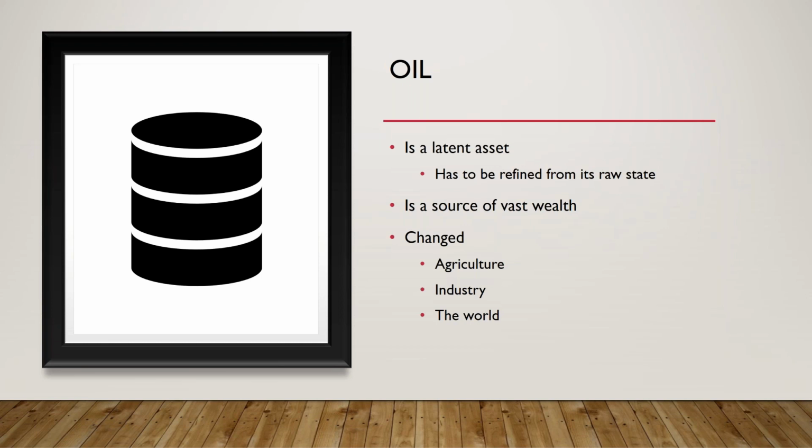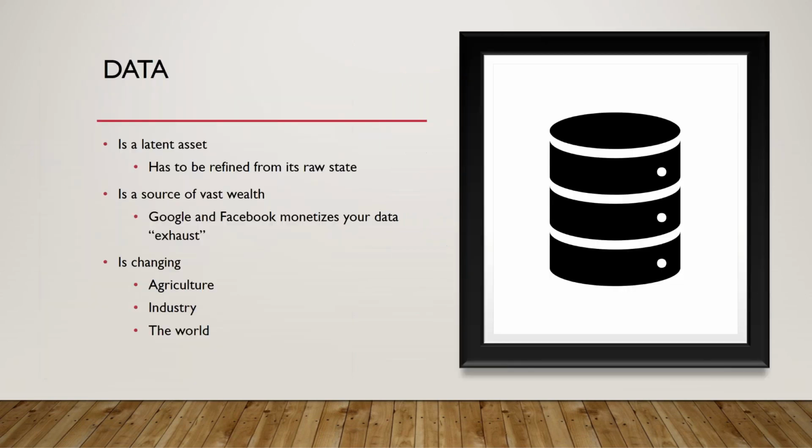In other words, just because oil is discovered, say, under your house, doesn't mean it necessarily has any intrinsic value. It has to be refined from its raw state. As we see, oil is a vast source of wealth for nations and corporations and individuals. Its widespread availability and production changed our agriculture, it changed industry, it changed the world. So what does that mean? How does data apply to this?